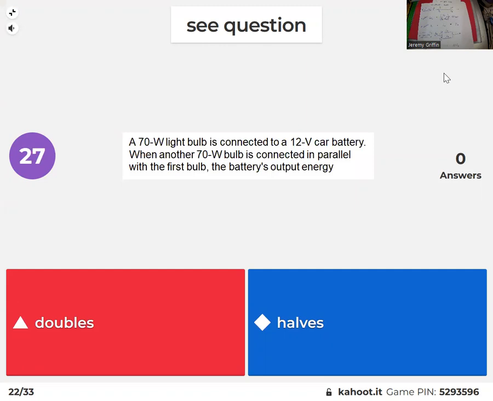A 70-watt bulb connected to a 12-volt car battery. When another 70-watt bulb is connected in parallel, what happens to the battery's output energy? Parallel.